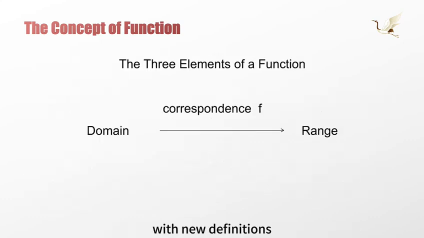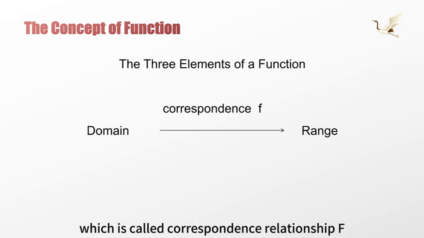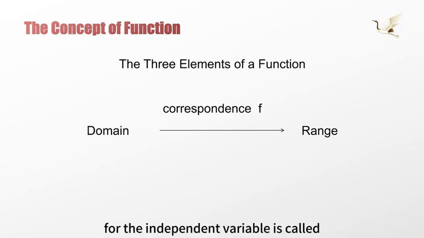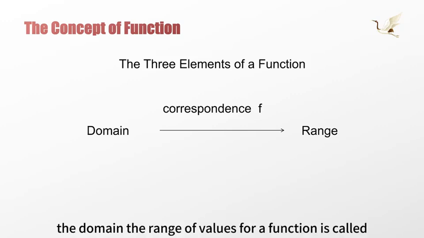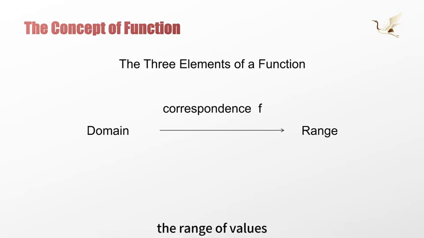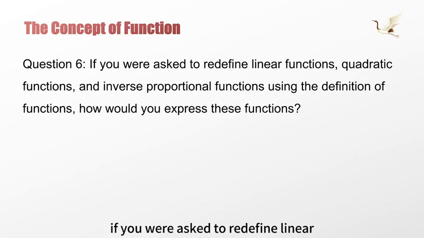With new definitions, we also have new expressions for the 3 elements of a function correspondence relationship. We use the letter f, which is called the correspondence relationship f. The range of values for the independent variable is called the domain. The range of values for a function is called the range of values. If you were asked to redefine linear, quadratic, and inverse functions using the definition of a function, how would you express this function?